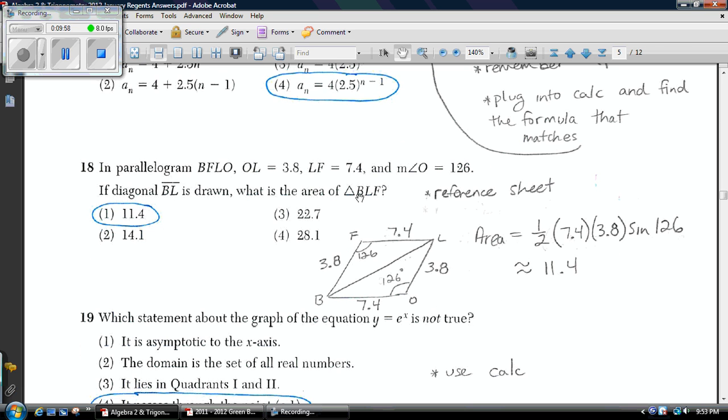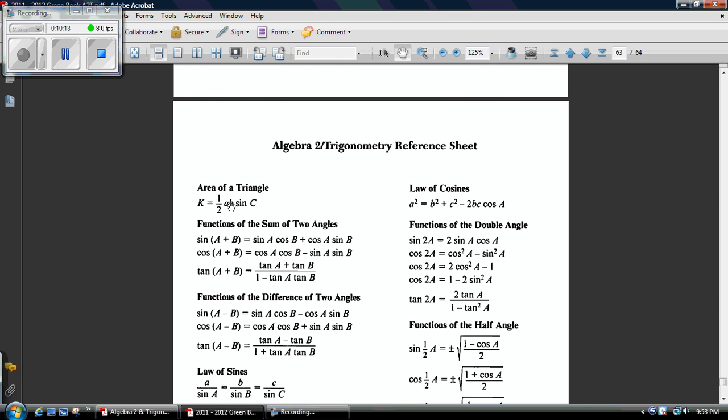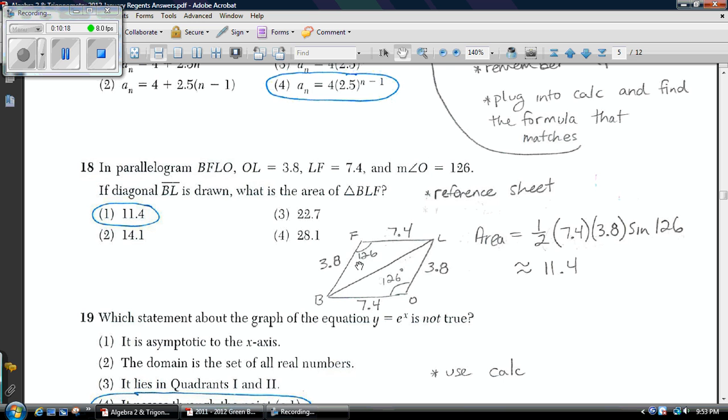We want to find out what's the area of a triangle BLF. Sketch a diagram. Here's my parallelogram, right? How do you find the area of a triangle? Well, using trigonometry, what we're going to do is divide our parallelogram in half. This is from the reference sheet right up over here. 1/2 AB sine C. That's 1/2 AB, the two sides, and the angle in between. Now, some people are going to say, okay, where did I get these from? You got to know properties of a parallelogram. Opposite sides are congruent. Opposite angles are congruent.